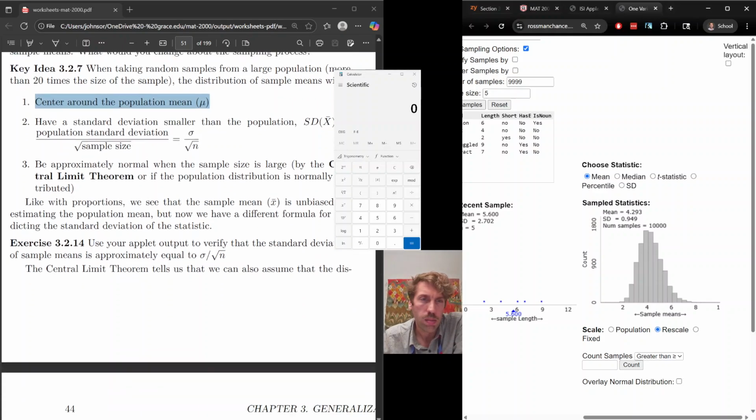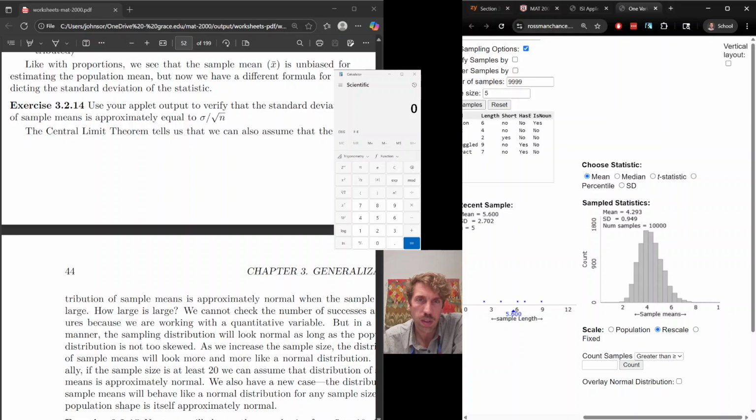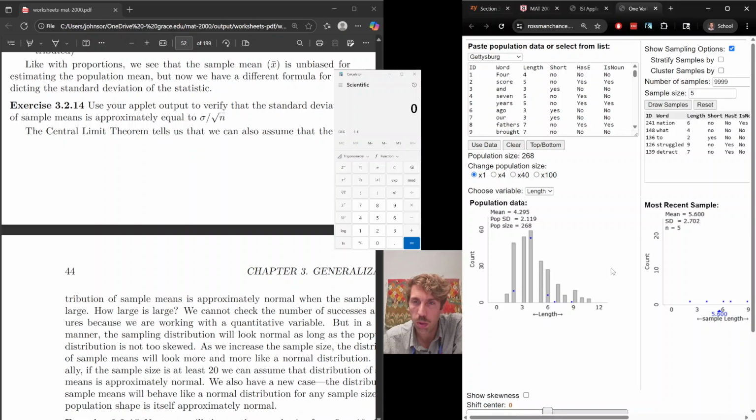Okay, so number 14 says use your applet output to verify the standard deviation. Here, I've got a standard deviation of 0.949, and the original standard deviation was 2.119. And I'm doing samples of size 5. So if I pull up my handy dandy calculator, I need to do 2.119, this is sigma, the population standard deviation, divided by the square root of 5. Now you do it with order of operations on your calculator, because see how it's my number divided by the square root of 5. So I press equals and I got 0.947.